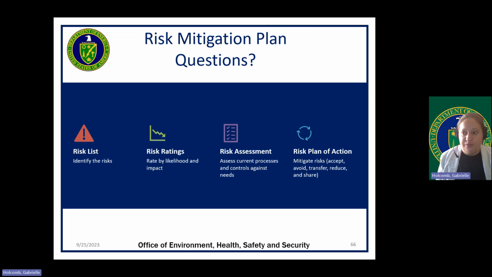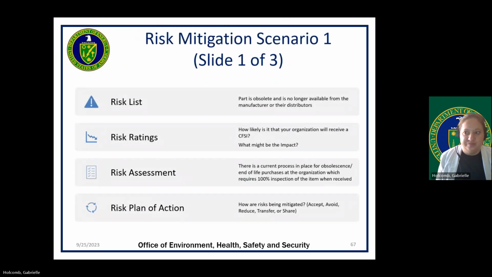So, just as a review, we went through identifying the risks, rating by likelihood and impact, assessing risks, and then mitigating risks. In this scenario, scenario number one, we have identified a risk on our risk list in which the part is obsolete and is no longer available from the manufacturer or their distributors. You'll be performing the risk rating on this item and consider how likely is it that your organization will receive a counterfeit, fraudulent, suspect item since the part is obsolete and no longer available from the manufacturer? And what might be the impact?